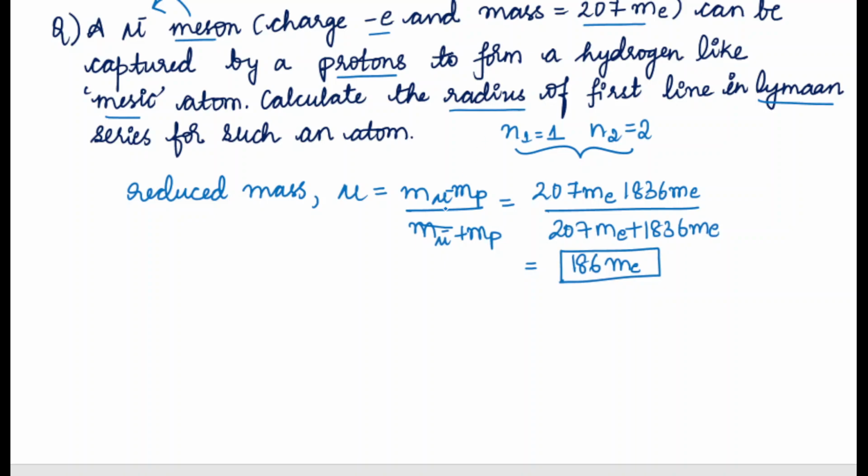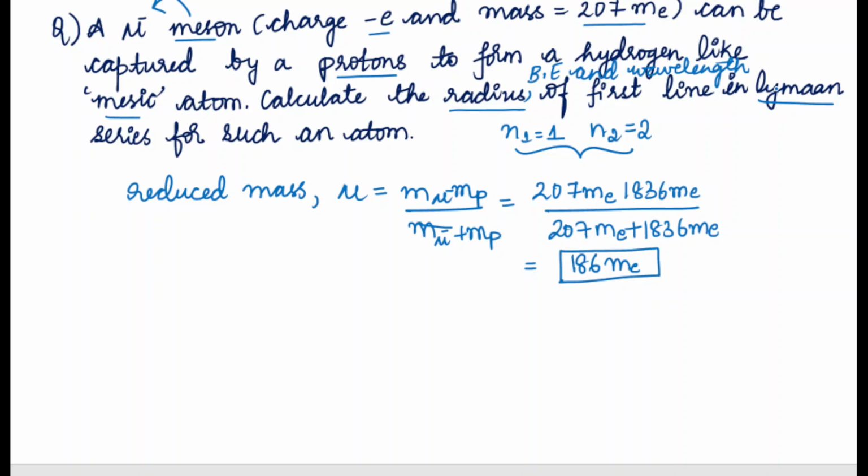What is the radius value? I think there is something wrong in the question. I will cross-check. Yes, the question is wrong here. It should be the radius and binding energy. We need to find the radius, binding energy, and wavelength. I'm going to read the question.